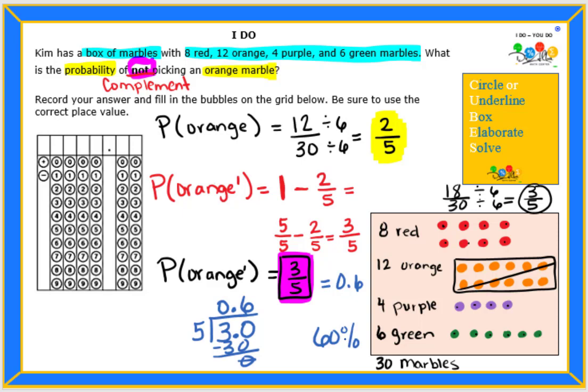But we want our decimal. We want a decimal answer. So we're going to put 0.6 in our grid. So 0 goes in front of the decimal, and then 6 goes behind the decimal. And then make sure to bubble in nice and neatly. So the probability of not picking an orange marble is 0.6.